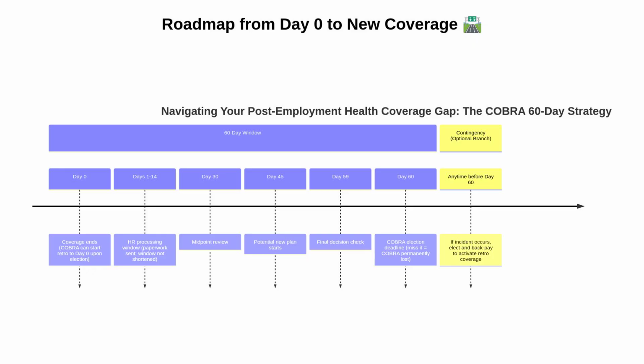This timeline lays out the journey from day 0 to day 60. It starts with coverage ending on day 0. During days 1 through 14, HR or the COBRA administrator processes your notice. Around day 30, perform a midpoint review of your needs and expenses. Around day 45, new coverage may start through a new employer or marketplace. On day 59, conduct a final decision check. Day 60 is the election deadline. The diagram also notes that if a medical incident occurs at any point before day 60, you can still elect COBRA and pay back premiums to retroactively activate coverage.